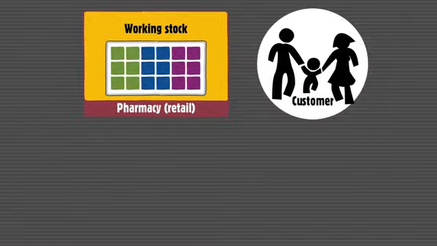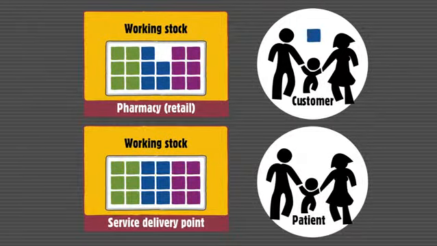If you're a pharmacy, you're only going to hold working stock and dispense products directly to customers. If you're a service delivery point, again, you're only going to hold working stock. In this case, you're administering product directly to patients. In this presentation, we'll be largely concentrating on consolidation centers, pharmacies, and service delivery points.